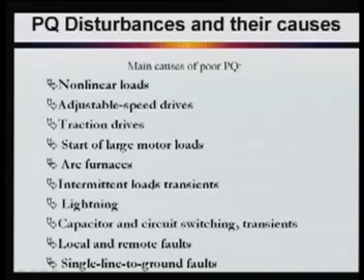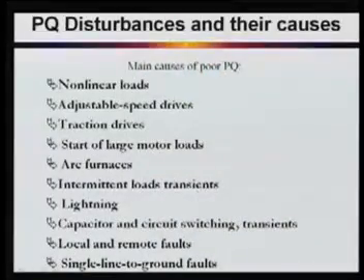Intermittent loads create transients, and that is also one major cause of poor quality. Lightning: if lightning strokes come from the sky, they may create a lot of power quality issues.